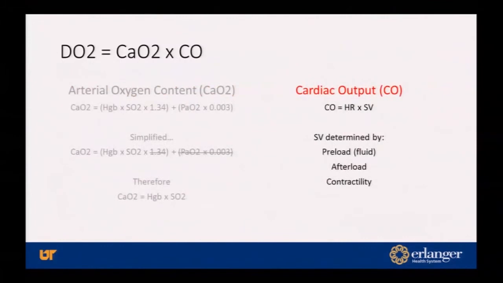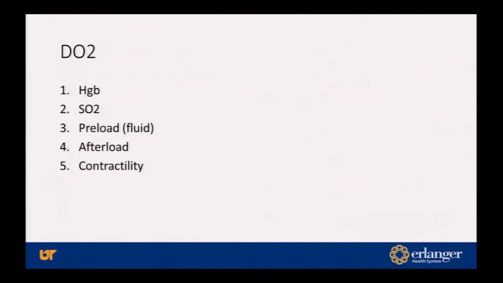And then our cardiac output is our heart rate and our stroke volume. And stroke volume is determined by preload, fluid, contractility, how well the pump is squeezing, and afterload. And afterload is usually just too high in the setting of pump failure, right? Or neurologic catastrophes. So most of the time when we're thinking about oxygen delivery for a super sick patient, we're just thinking about their fluid and their contractility. So our oxygen delivery comes down to our hemoglobin, our oxygen saturation, the preload, the afterload, and the contractility.